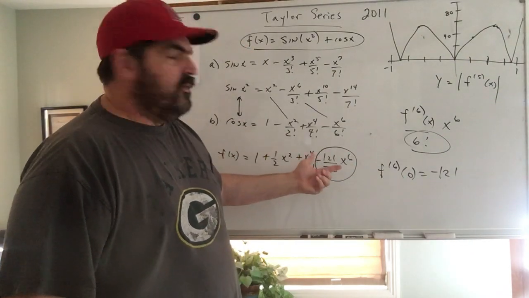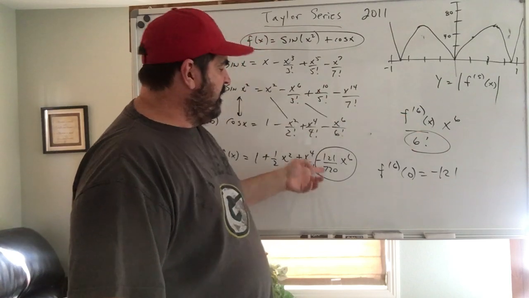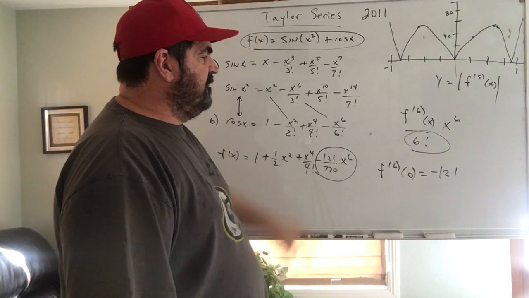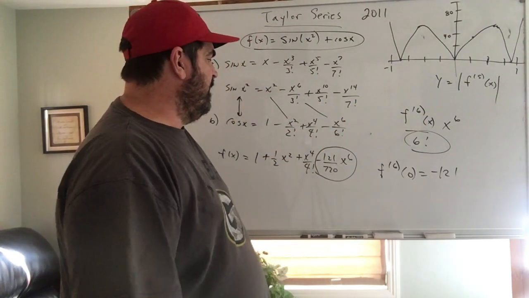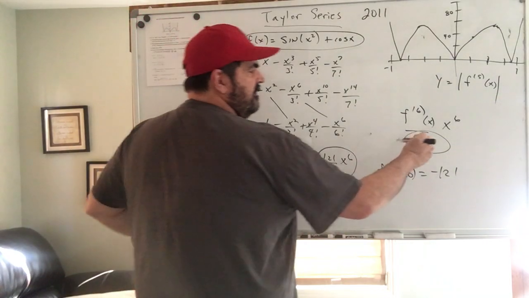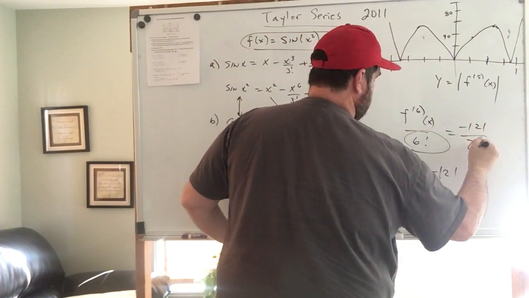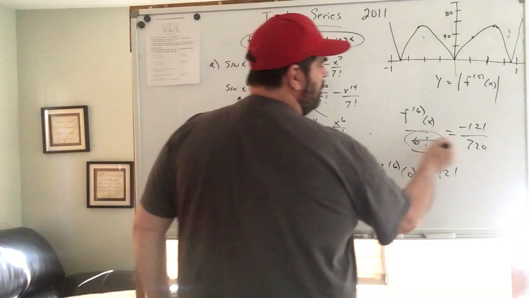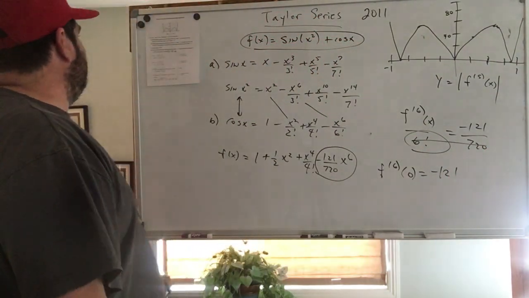So 6 factorial is 720, so this over 720 will cancel out. The sixth derivative over 6 factorial equals this, the 720 factorial out. So I get x to the 6 is negative 121. So again, to solve it, this part would equal this, the part in front of the x to the 6. These two cancel each other out, is really what I'm saying. All right, let's go to part D.